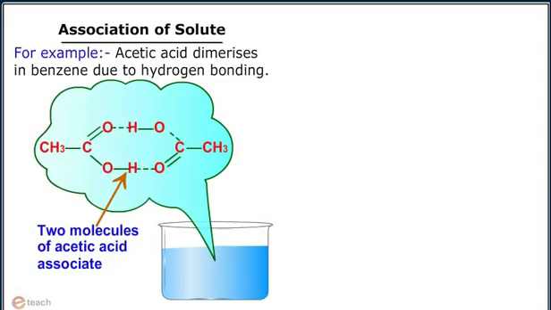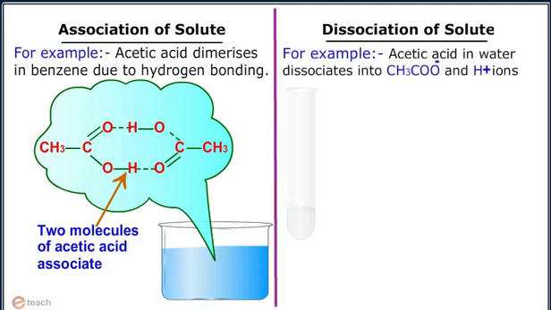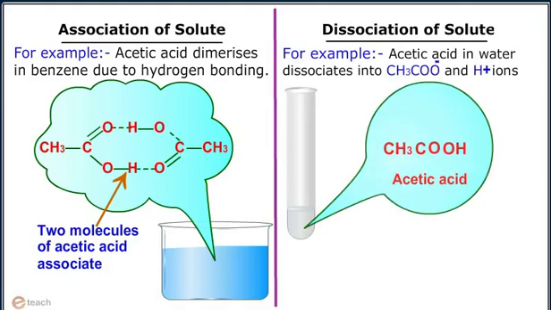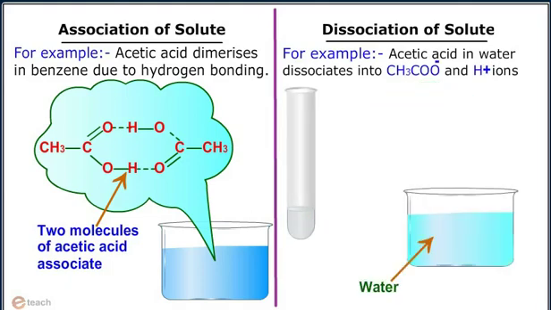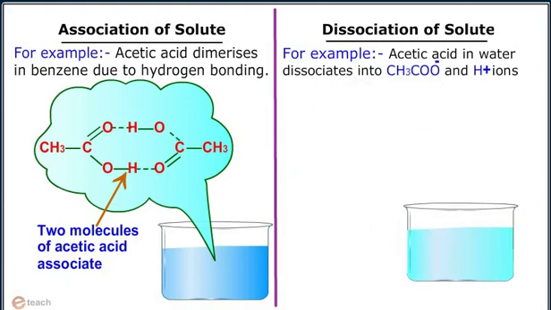As shown, two molecules of acetic acid associate. On the other hand, in dissociation of solute, a molecule splits up into two or more parts. For example, acetic acid in water dissociates into CH3COO- and H+ ions.